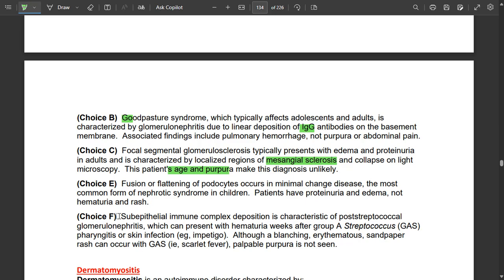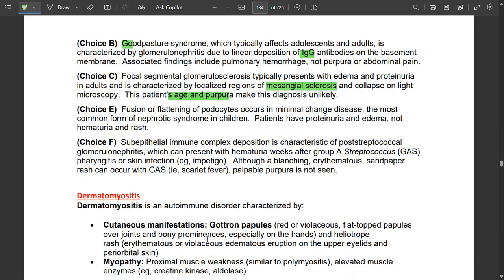Subepithelial immune complex deposition is characteristic of PSGN, which can present with hematuria weeks after a group A Streptococcus pharyngitis or skin infection like impetigo. Although a blanching, erythematous, sandpaper rash can also occur in group A Strep scarlet fever, palpable purpura is not seen.